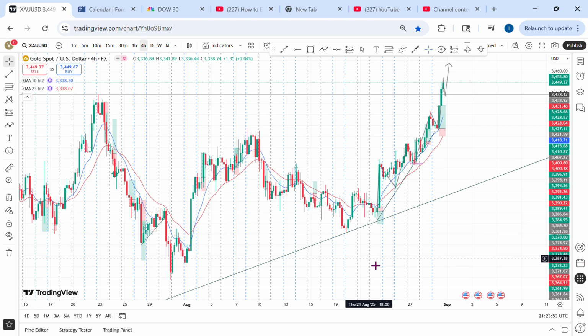So guys, let's watch out for this analysis on gold and GBPUSD this week. We'll be looking for a buy. Gold on a buy, GBPUSD on a buy. Don't play with this analysis, guys. Let's go.